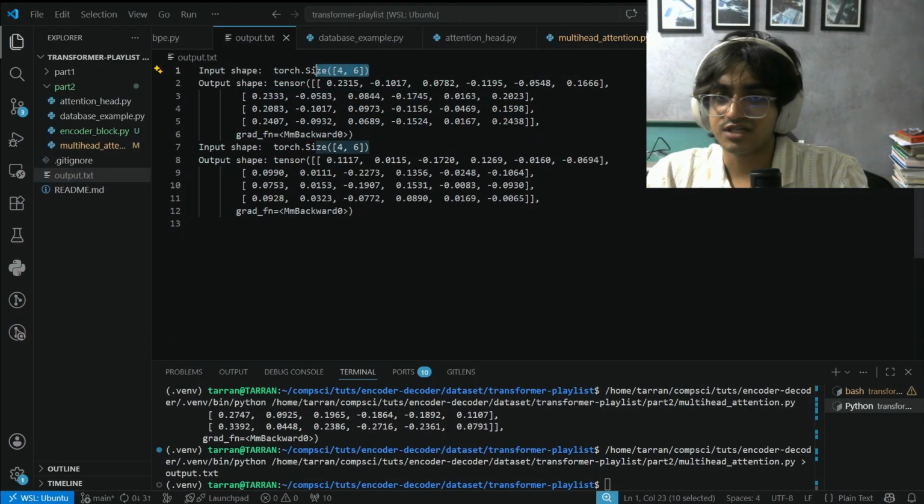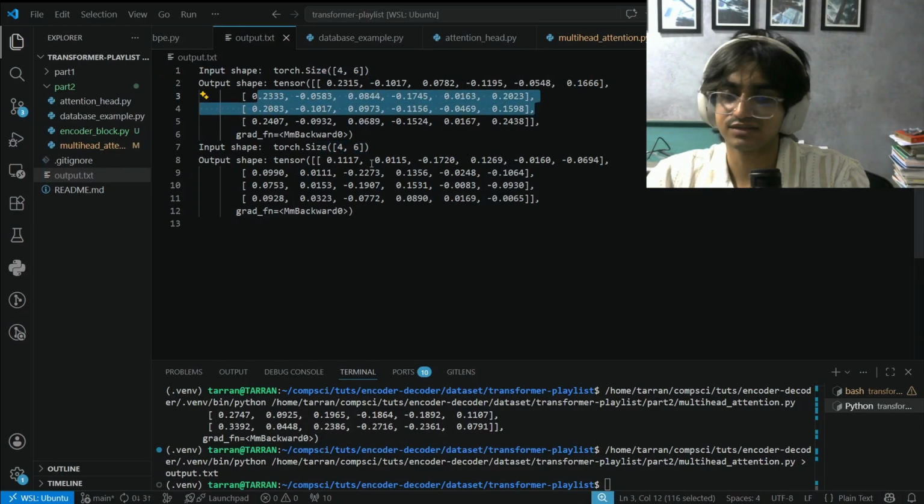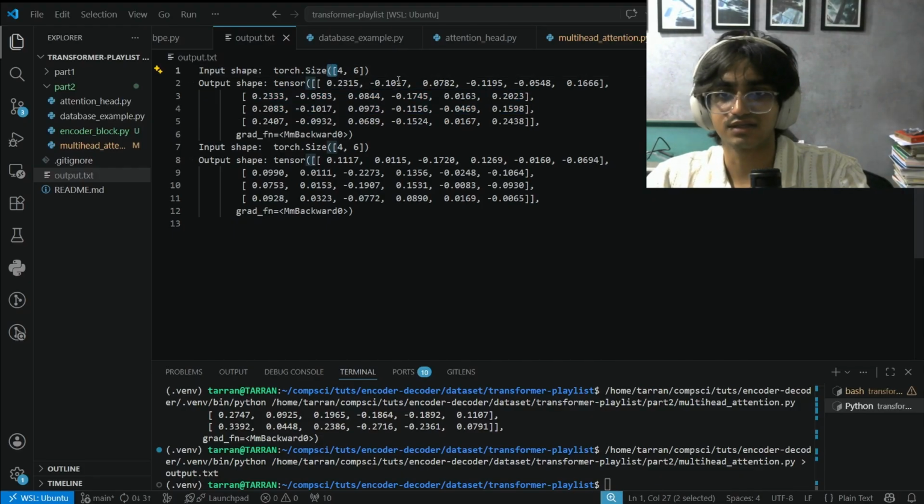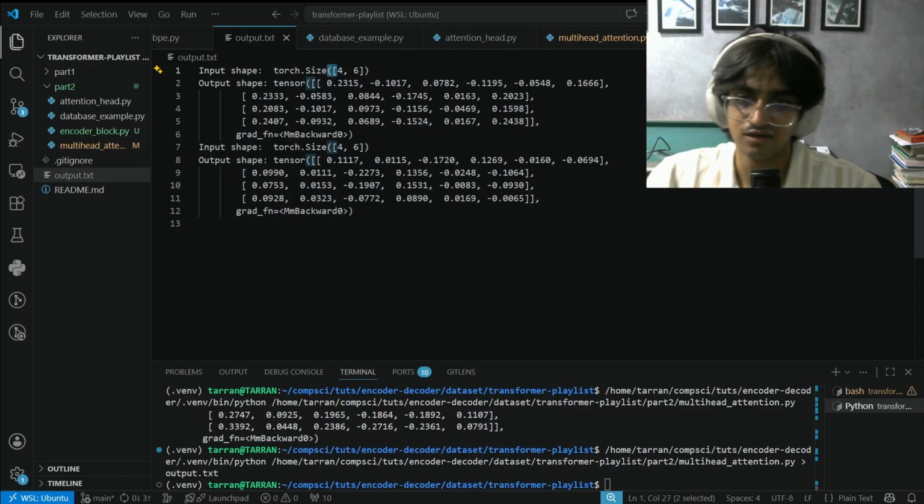So we got our input shape, which is 4 by 6. We got an output tensor, which is also 4 by 6. We got 1, 2, 3, 4, 4 rows, and 6 columns, 1, 2, 3, 4, 5, 6, which is exactly what we wanted. So this is just your multi-attention head. Let's move on to the next part now.